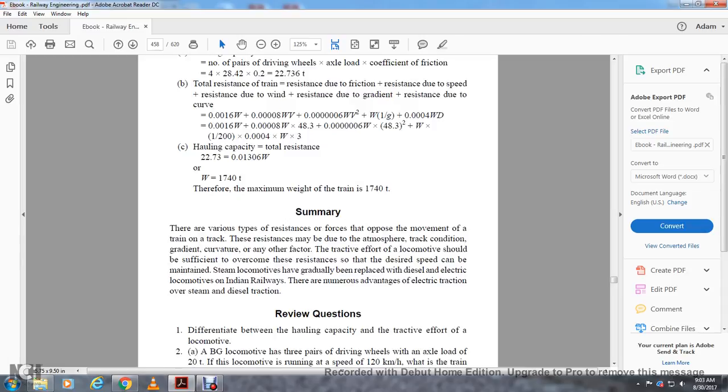Summary. There are various types of resistance forces that oppose the movement of the train on the track: resistance due to the atmosphere, track condition, gradient, curve, and other factors. The locomotive should be sufficient to overcome the resistance so that the desired speed can be maintained. Steam locomotives have gradually been replaced by diesel-electric locomotives. Indian Railways has numerous advantages of electrical traction over steam and diesel traction.